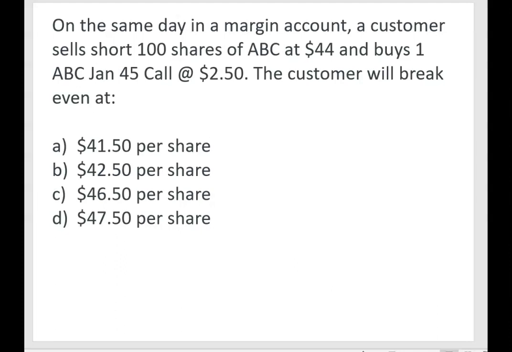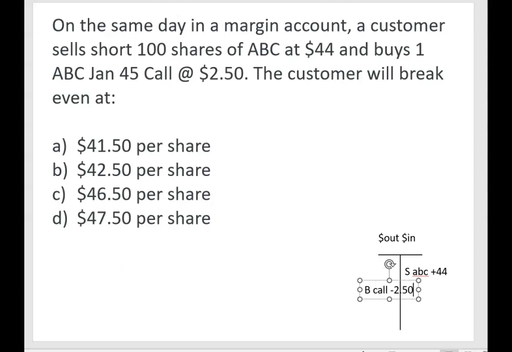Okay, again, very helpful to have a T-chart here. On the same day, in a margin account, a customer sells short ABC at $44. Again, that's an opening sale. So we're going to sell ABC for plus 44, $44 comes in. Buys the January 45 call at $2.50. So now we're buying something. We'll make a note of that on the money out column. Buy the call for minus 250.